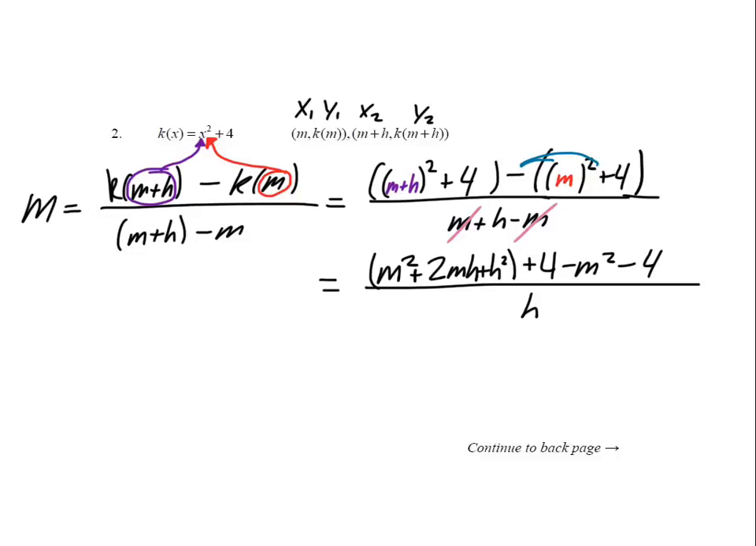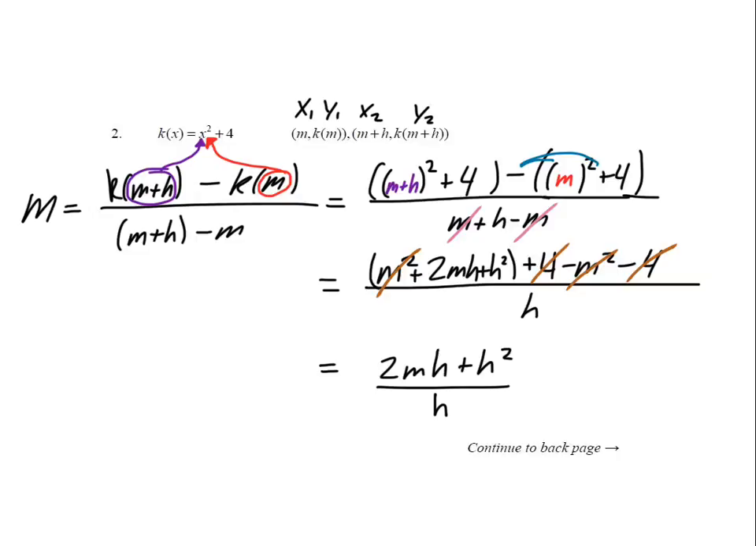Well, things that cancel. M squared minus m squared, see you later. 4 minus 4, see you later. All we've got left is 2mh plus h squared all over h. So if you haven't noticed by now, things really simplify in these problems. In fact, when we get done, there won't be an h in the denominator anymore. That should eliminate also. So what happens now?